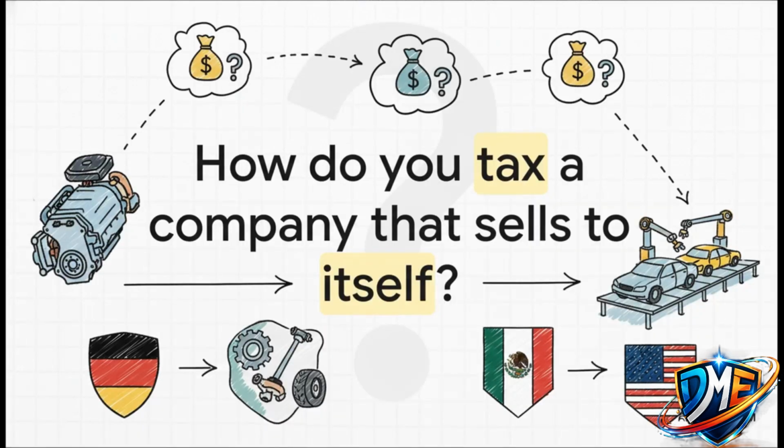So here's the central puzzle we're trying to solve. Imagine a big car company. It designs a cool new engine in Germany, it makes all the little parts in Mexico, and then it puts the whole car together in the US. Now, these are all just different branches of the same corporate family. So how on earth do the tax authorities in Germany, Mexico, and the US decide who gets to tax which slice of the final profit? Yeah, that is the billion-dollar question.